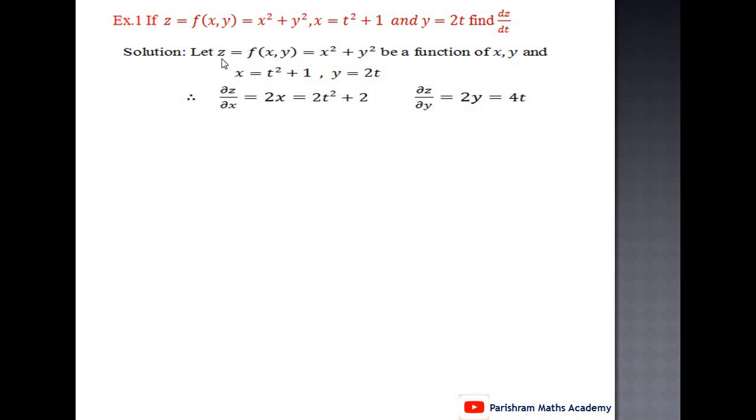Derivative of z with respect to y: the derivative of x² is 0, the derivative of y² is 2y. But the value of y is 2t, and therefore 2y equals 4t. That is, ∂z/∂y equals 4t.